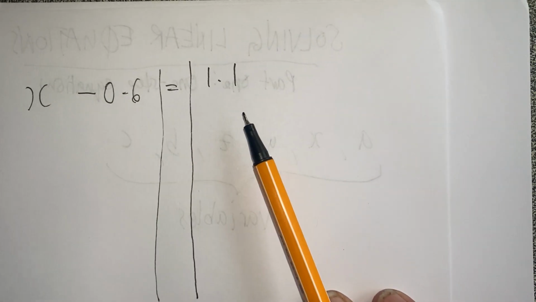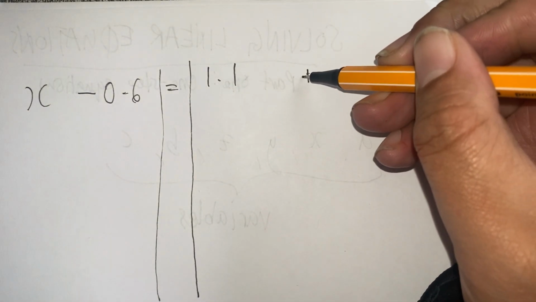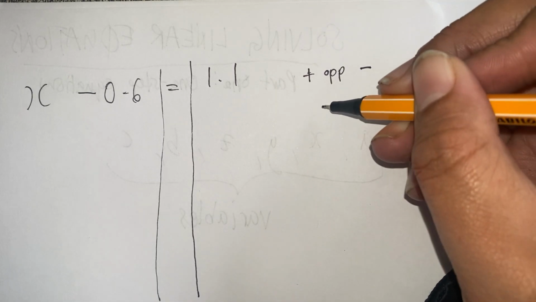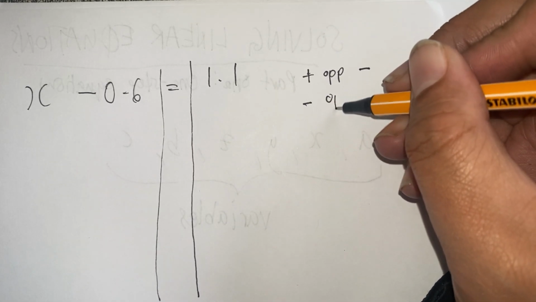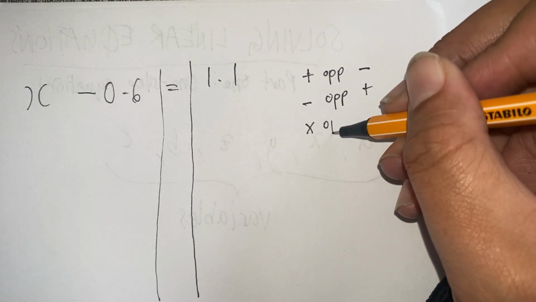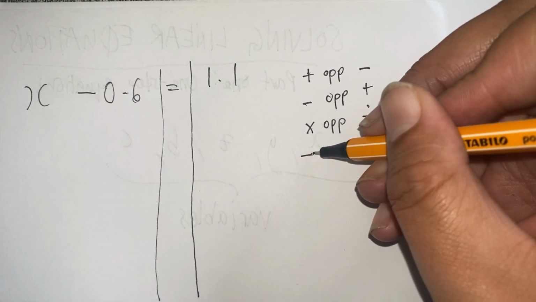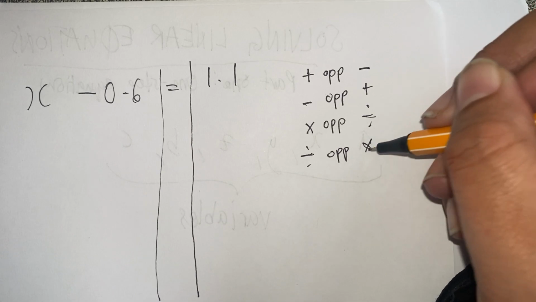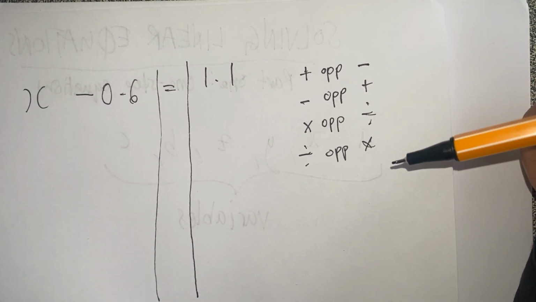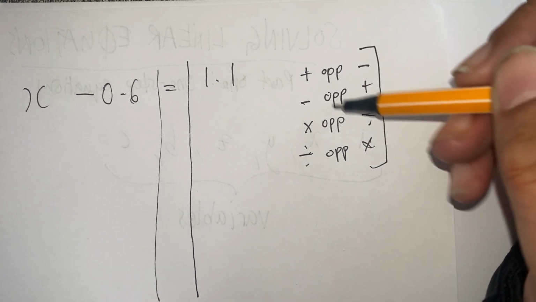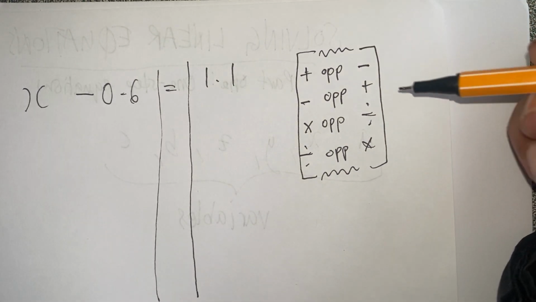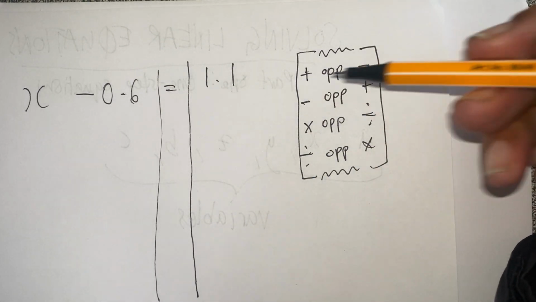Now let's revisit what opposite might be. The opposite of plus would be minus. The opposite of minus or negative would be plus. The opposite of multiply would be divide, and the opposite of divide would be times. There are other operations that I would like to touch on soon, but we'll probably revisit that later on in the term. So these are my operations and the opposites.